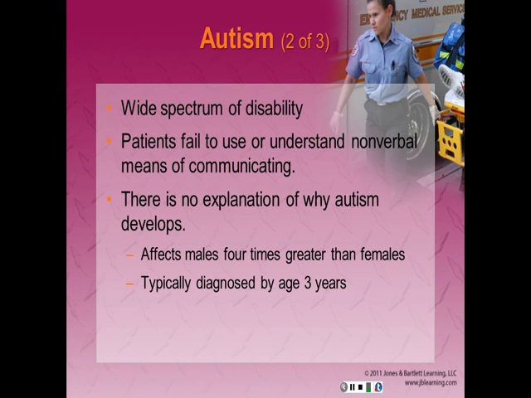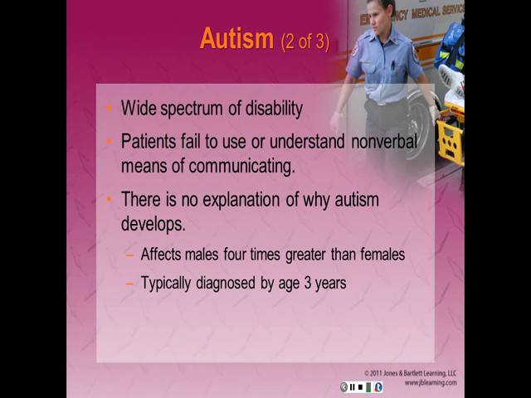They do best with simple one-step instructions. They tend to have trouble answering open-ended questions. They tend to talk in a robotic or monotone speech pattern. They may repeat phrases over and over again. They may confuse pronouns. For example, instead of saying I, which is what they really mean, they will say you. Or they may not speak at all. There is no simple explanation of why autism develops in children, but about 1 in 150 American children is diagnosed.